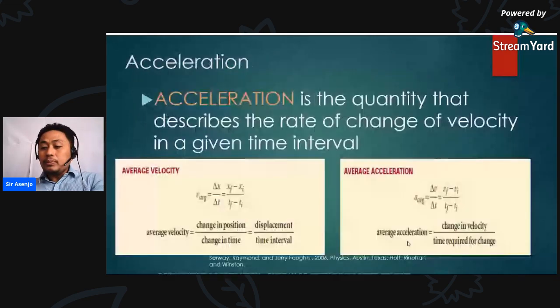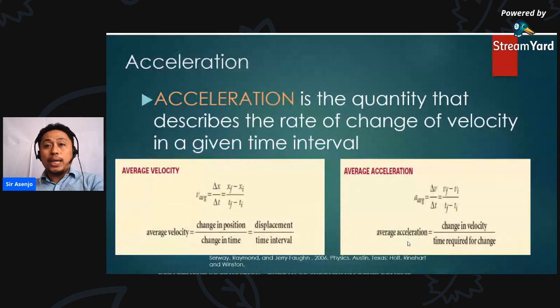Now, let's talk about acceleration, which is our topic for today. We will be talking about acceleration, force, and free body diagram. Let's define acceleration. Acceleration is the quantity that describes the rate of change of velocity in a given time interval. So we have average velocity and average acceleration.